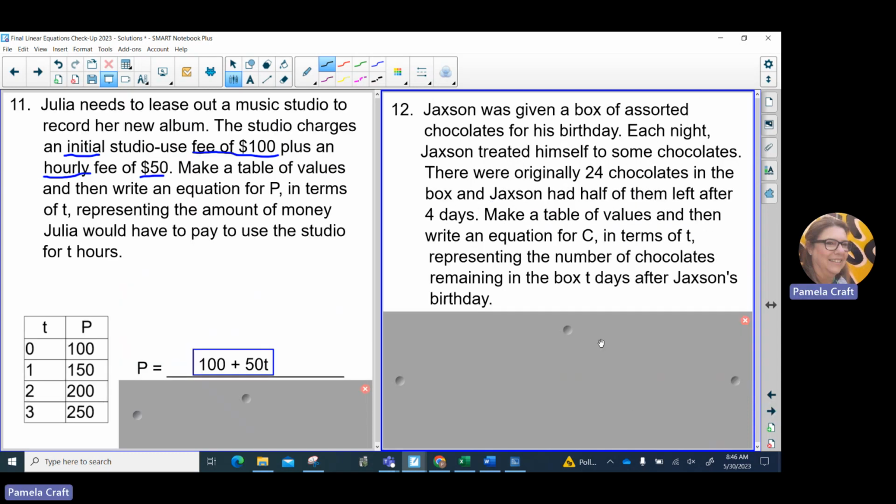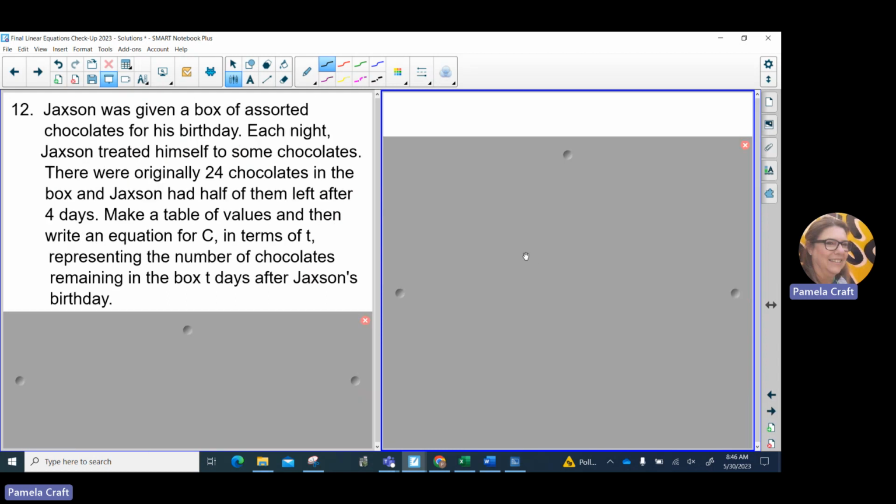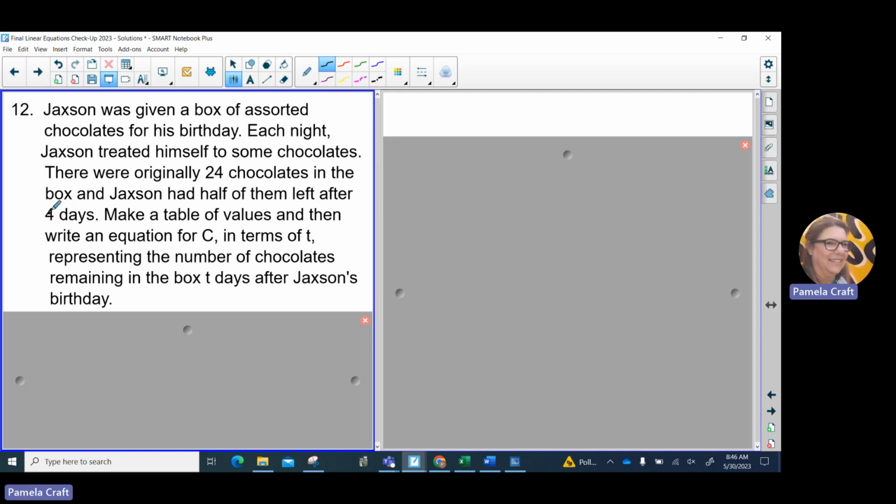And finally, Jackson was given a box of assorted chocolates. And each night he ate some of them. Forget this, it got changed. We edited that to a 3. After 3 days, he had eaten half. And so make the table and then write an equation.